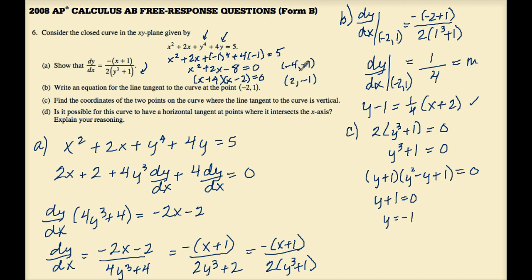So at these 2 points, the tangent line to the curve is vertical, and your answer for letter C would be these 2 ordered pairs, (-4, -1) and (2, -1).